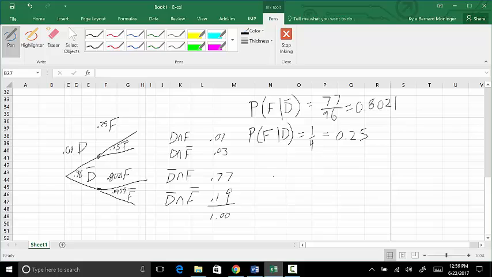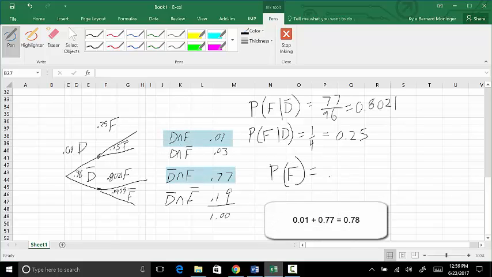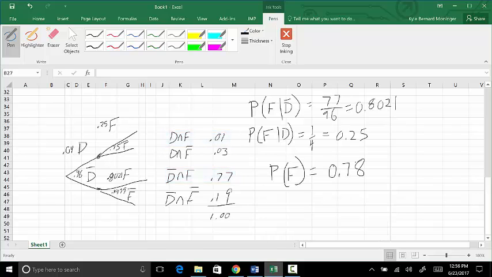The whole reason I'm doing this, I'm trying to find the probability of F, a favorable recommendation. To do that, I'm going to sum up the joint events with F in them. 0.01 plus 0.77 gives me a probability of F, 0.78. I can also find the probability of F complement, or an unfavorable recommendation, 1 minus 0.78 to give me 0.22.